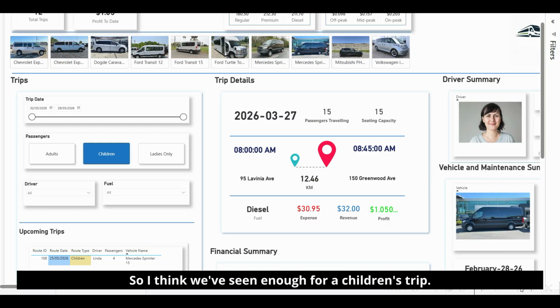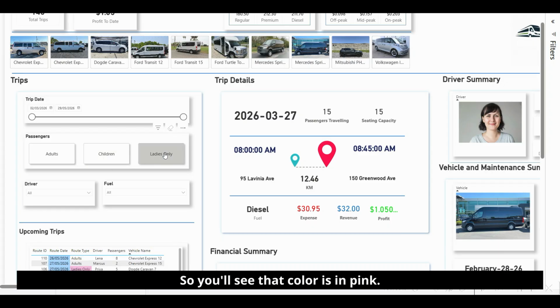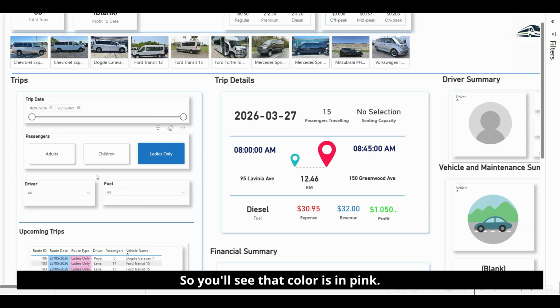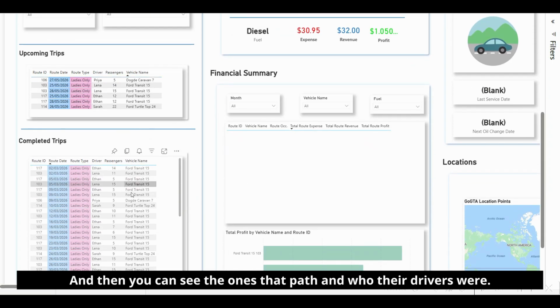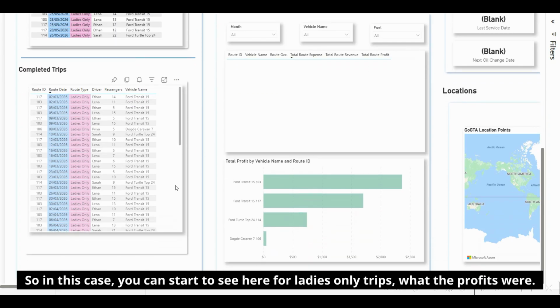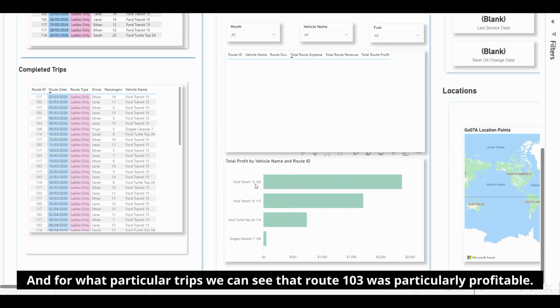And the same thing applies to, again, ladies only. So you'll see that color is in pink, so chosen is yellow. Ladies only is in pink, and you can see there's a few upcoming ladies only trips, and then you can see the ones that passed and who their drivers were. So in this case, you can start to see here for ladies only trips what the profits were and for what particular trips.